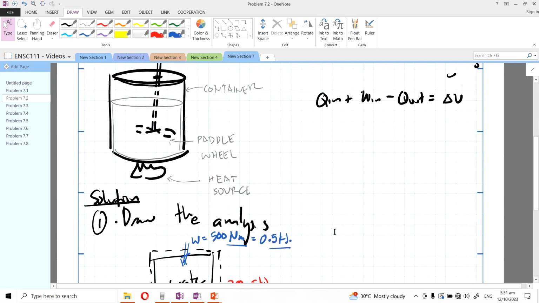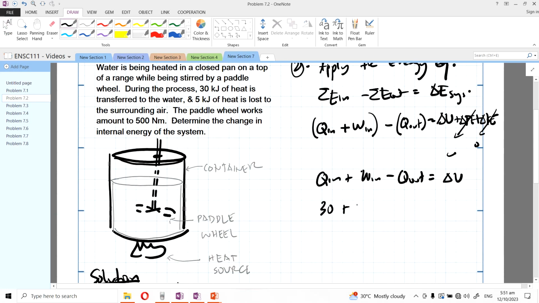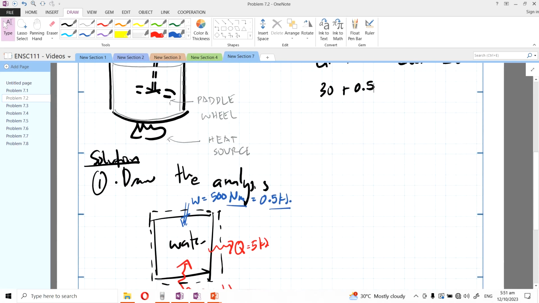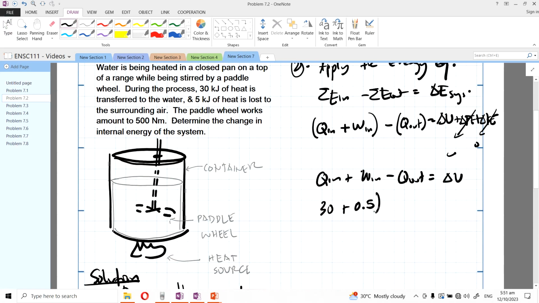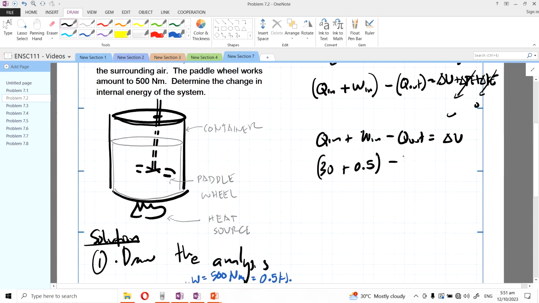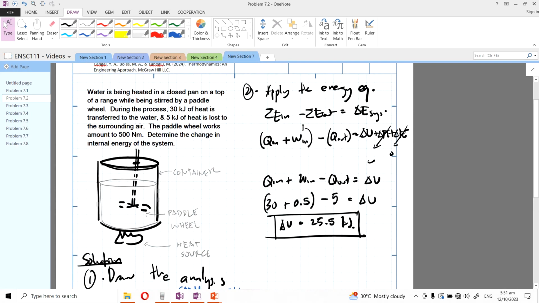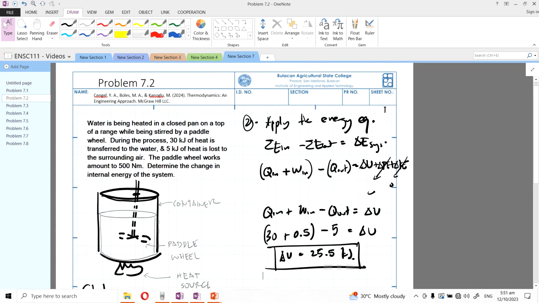Right, so substitute the values. We have 30 plus 0.5 kilojoules, minus what's out, 5 kilojoules, is equal to delta U. So delta U here is 25.5 kilojoules. That's how simple it is to apply this energy equation for energy analysis.